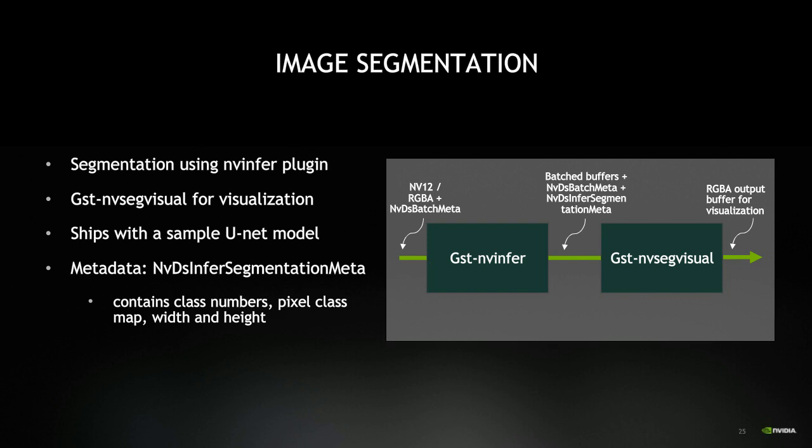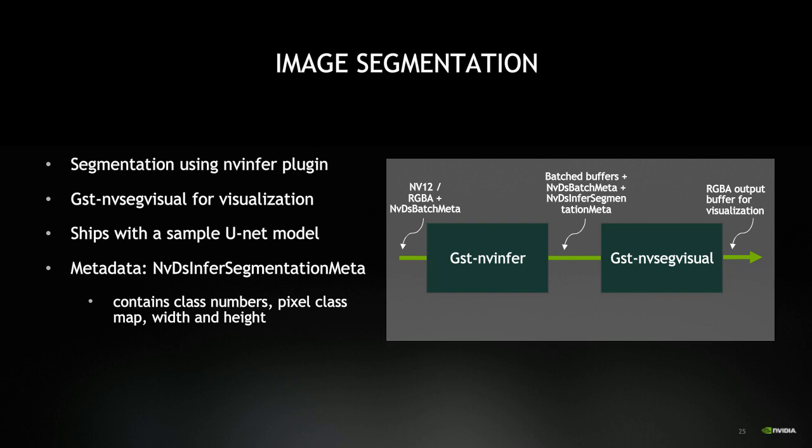The segmentation pipeline will look very similar to the object detection pipeline, with the difference being you have to use the NVSegVisual after your NVINFER. In the model directory of the SDK, we have included a UNet segmentation model for industrial and semantic application. Also packaged in the SDK is a reference example that runs the segmentation network. We have added a new metadata field for segmentation. This contains class number, pixel class map, width, and height.